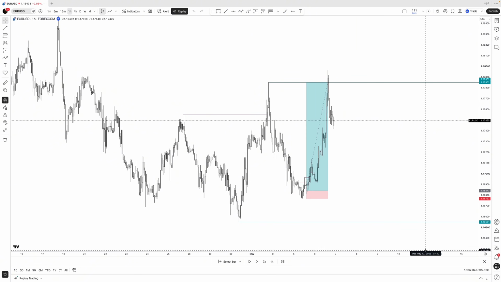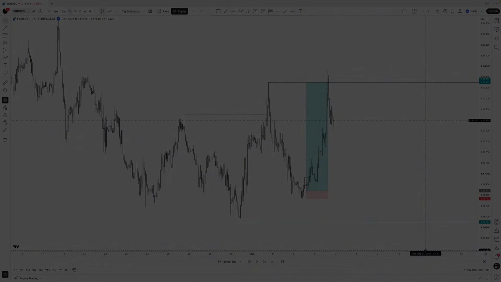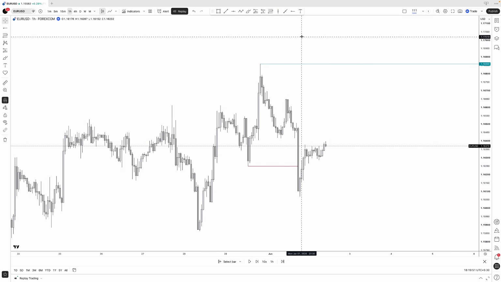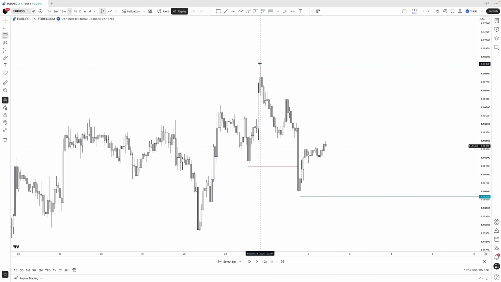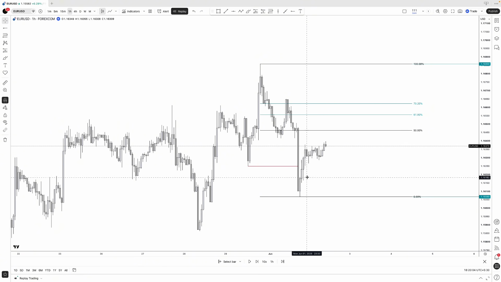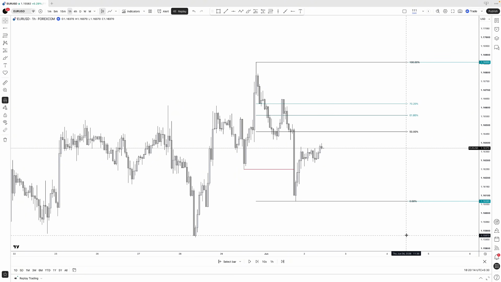Now that's a very clean example, but not every pullback looks like that. Let me show you another one. We have a high here that broke through this low. So this would be the new lower high. And when price starts pulling back, this would be the new lower low. So we once again draw our Fibonacci from the lower high to the lower low. And when price starts moving into a premium area, we drop down to a lower time frame and wait for the minor trend to turn bearish again. So let's see what happens.